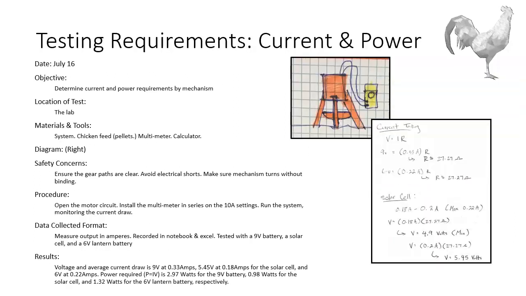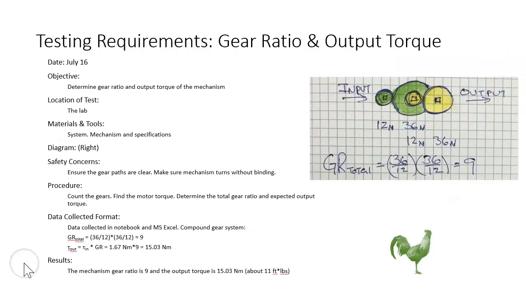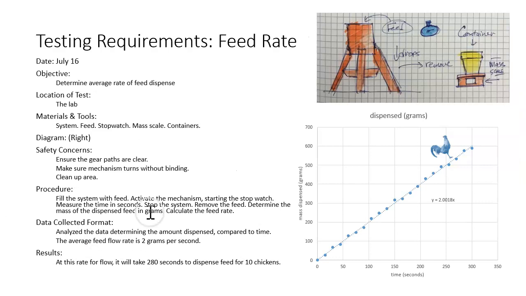So we looked at current and power, we looked at gear ratio and output torque, and you can see that same format. Notice I've got the data collection format and then some calculations here. And then this one we have some graphs that we actually put together. This is feed rate, and being able to explain how we tested, using this diagram, is helpful. You can explain how you tested your prototype.